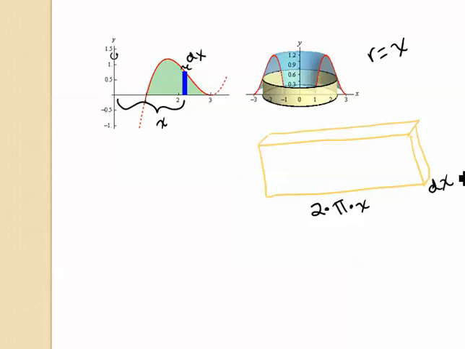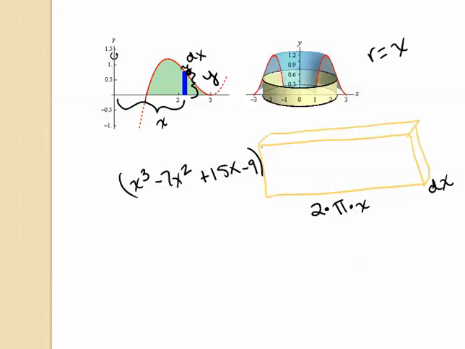And then to find the height of the cylinder, the height is going to be the same as the height of that original rectangle. The height is going to be determined by the y value. So our height is just going to be our y equation. So the height is the y value, which was determined by x cubed minus 7x squared plus 15x minus 9.